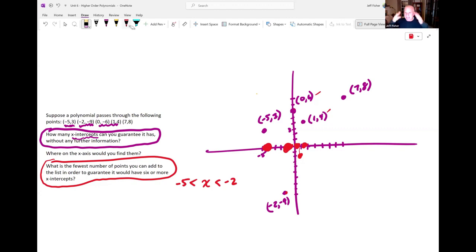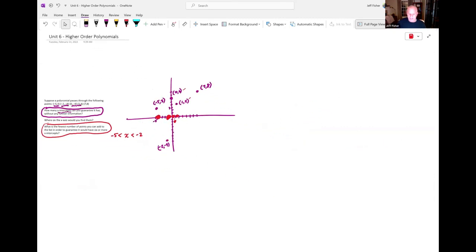So I just want you to wrap your head around this idea that where the points are and how you connect the points determines how many times the graph is going to cross the x-axis. Okay? So that's just an exercise that we do to start with. And now we're going to get into some of the worksheets that we're dealing with.